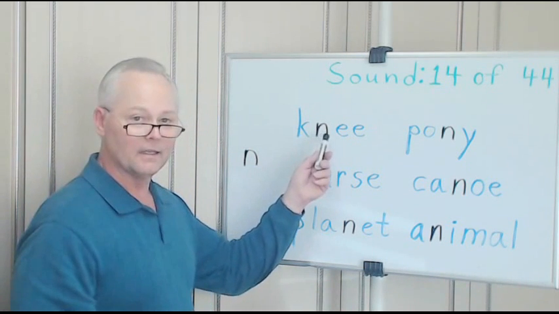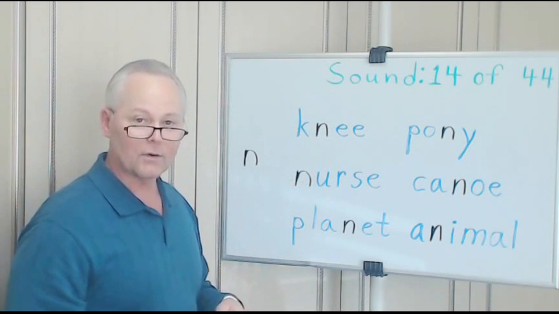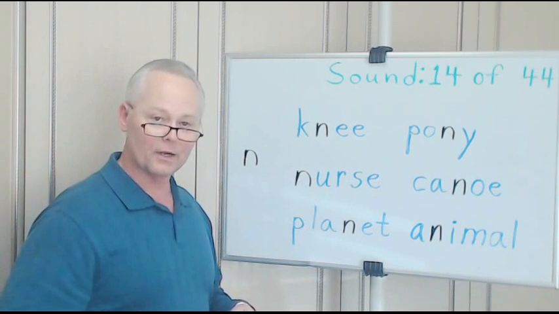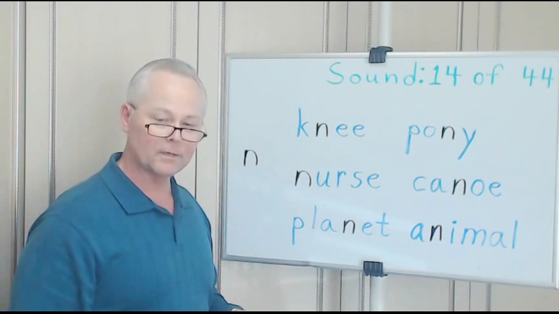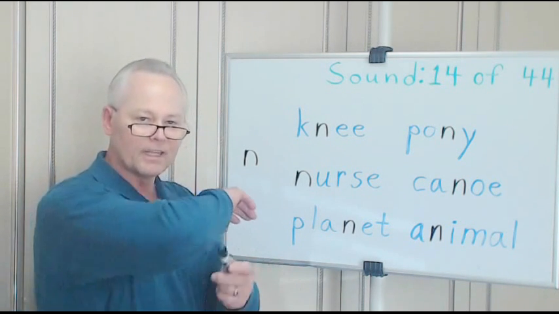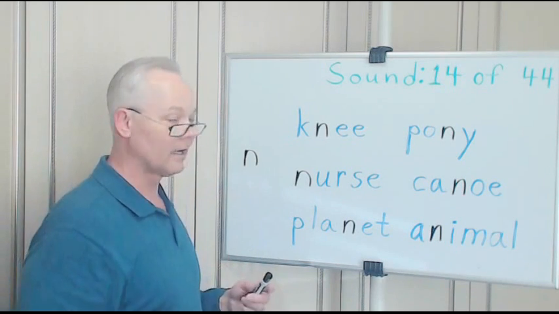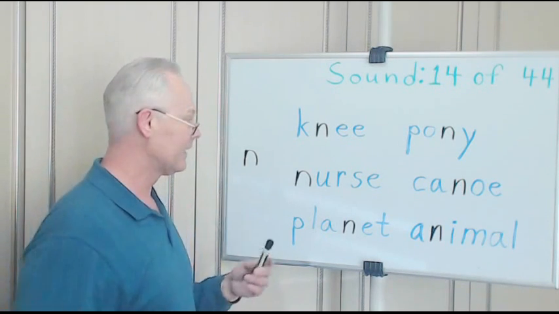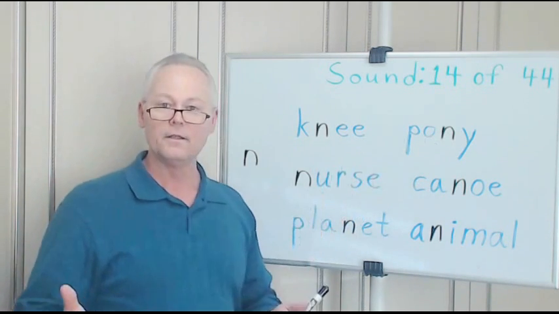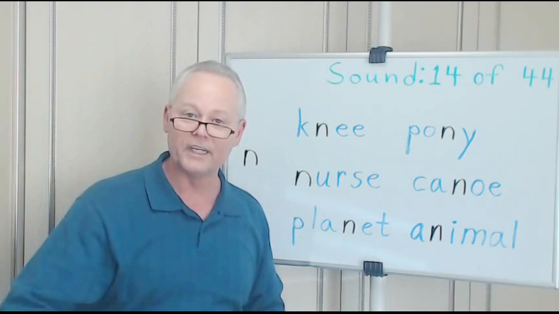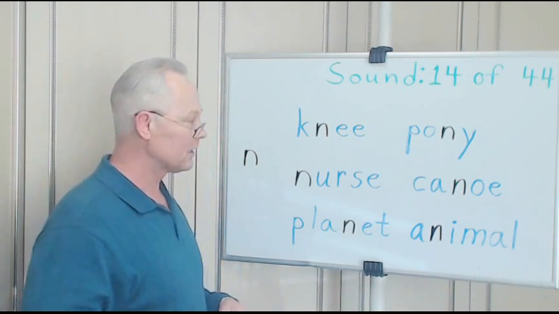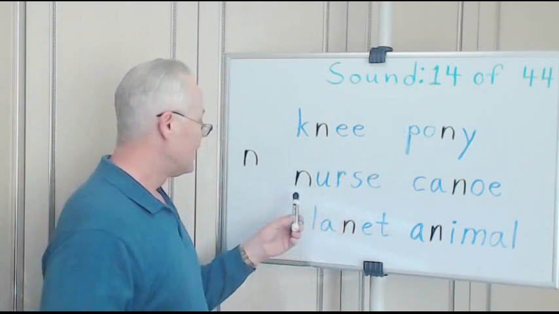What's a knee? Well, that connects the lower part of your leg to your upper part. Remember we talked about a thigh before? Your knee. It's a knee joint. Like an elbow on your arm, a knee is on your leg. Pony. Think of a small breed of horse. Small horse. A pony.